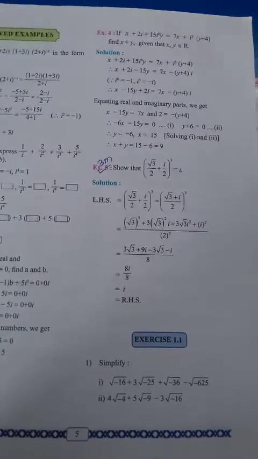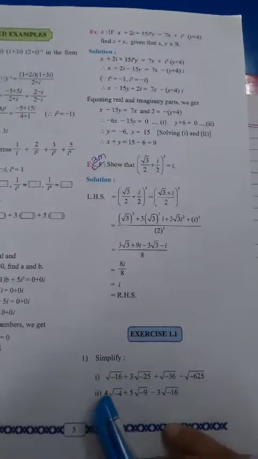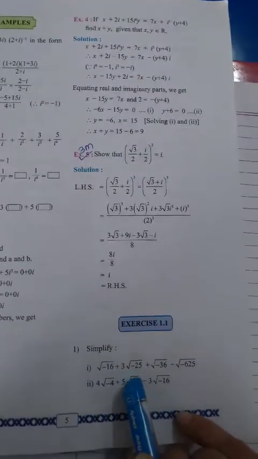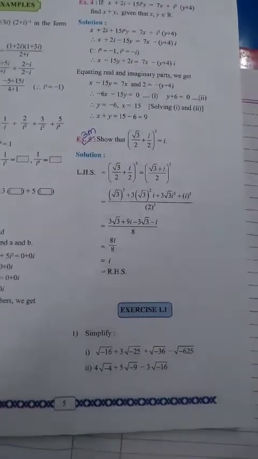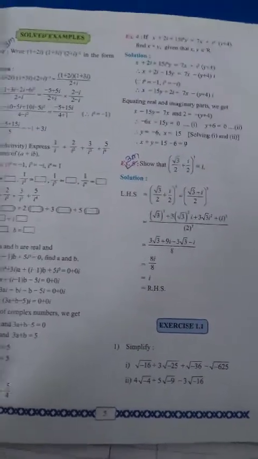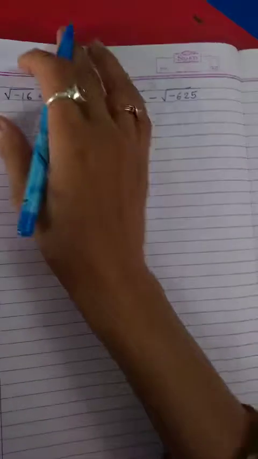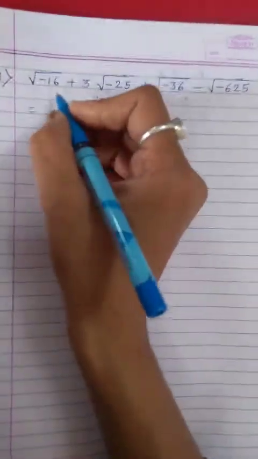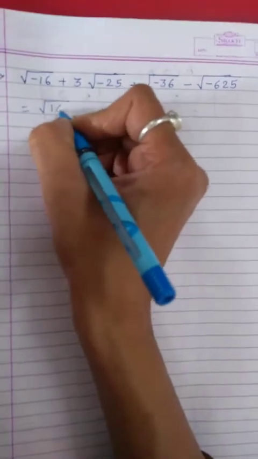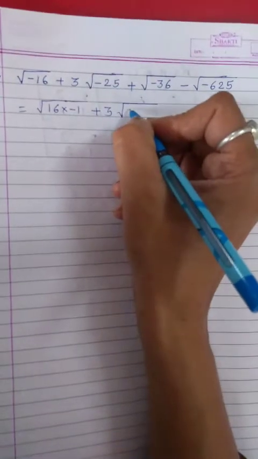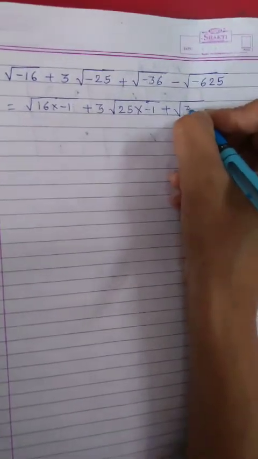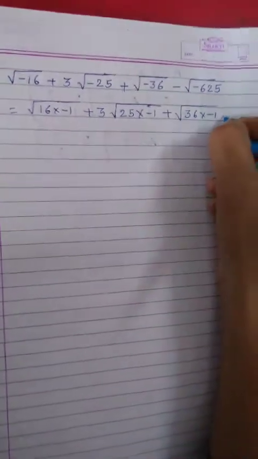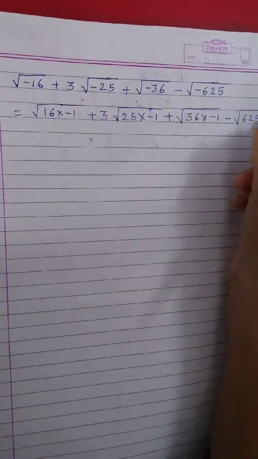Now we will see exercise 1.1. First example, simplify: under root minus 16 plus 3 root minus 25 plus root minus 36 minus under root minus 625. Now see the simplification of this example. We can write this as root 16 into minus 1 plus 3 into root 25 into minus 1 plus under root 36 into minus 1 and minus under root 625 into minus 1.